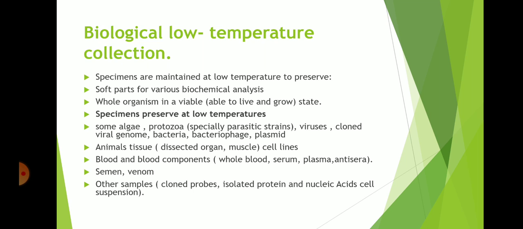In low temperature collection we also preserve animal tissue, from dissected organs or muscle cell lines. Also blood and blood components, because they can be degraded at room temperature, so we have to maintain low temperature for the preservation of blood and blood components such as whole blood, serum, plasma, antiserum. Also we preserve semen and venom for the preservation of their biological activity.